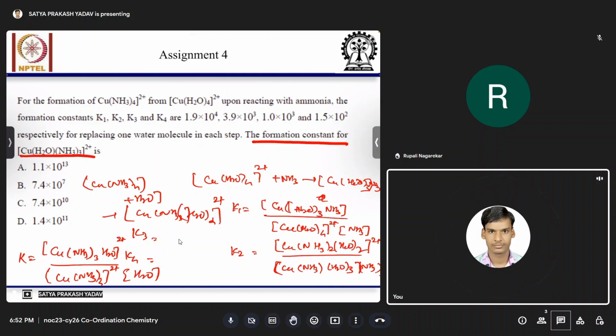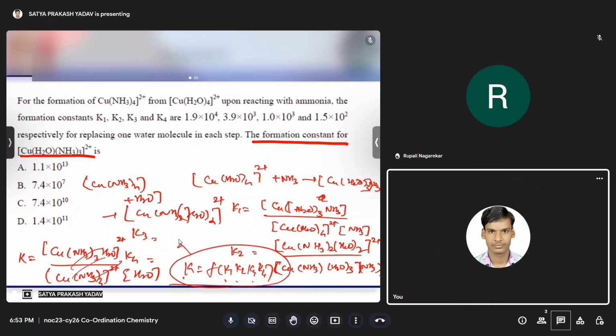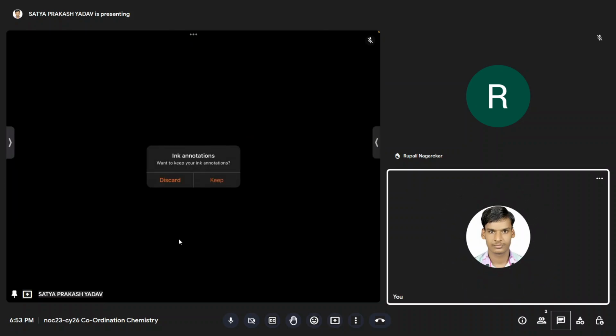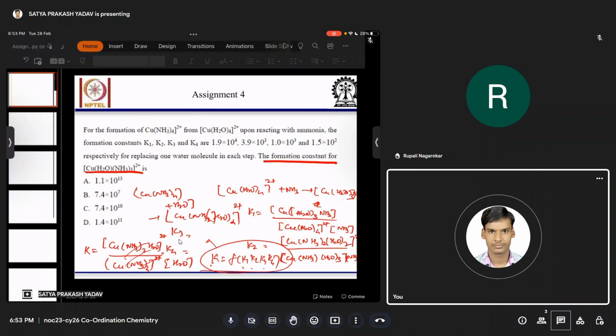So what is the relation between K and a function of K1, K2, K3, K4? You have to find out K in terms of K1, K2, K3, K4, and then finally write it. So this is where [Cu(NH3)3(H2O)] is. This is here, right? Okay, it is somewhere in K3. This will not tell. One minute, let me just take the eraser.